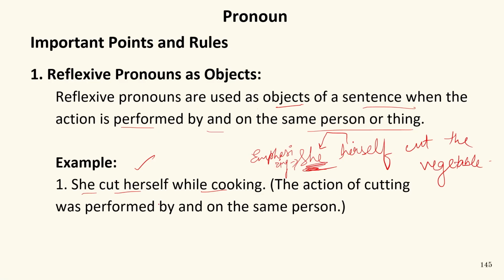But if I say she cut herself while cooking, the reflexive pronoun herself is used after the verb cut. Now this cut is used for herself. It means she hurt herself. The action of cutting is being performed by and on the same person. It means she didn't cut the vegetables. In fact, she cut herself. She hurt herself. Here the cut means something different.